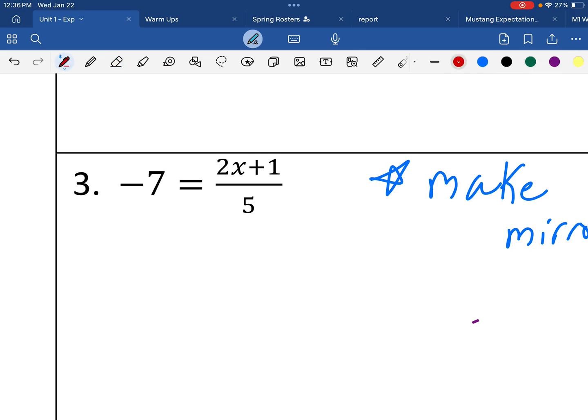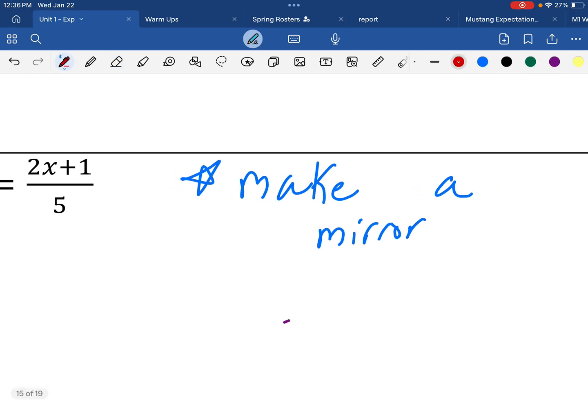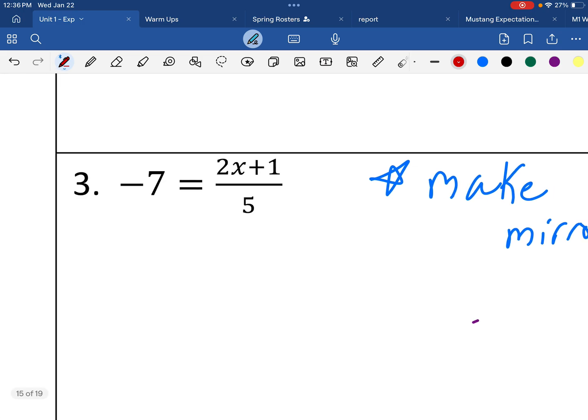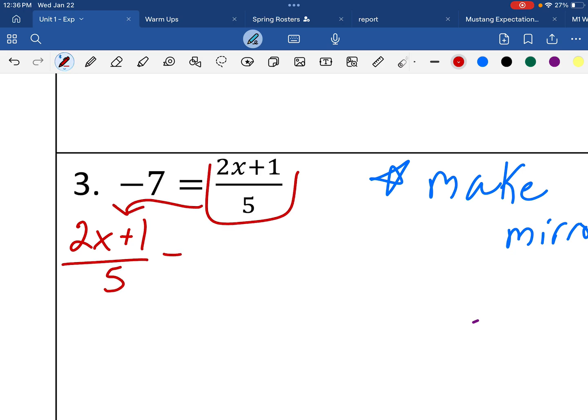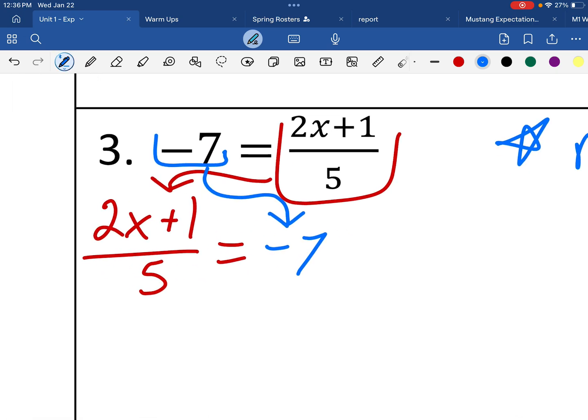So we're going to do what I call make a mirror. You don't have to do this. This is totally optional. This might just make it a little bit easier for you to think about. I'm going to take this, move it over there, drop the equals down, and then take my negative 7 and move it over there. We didn't really change the problem at all. We just flip-flopped it. Okay, now we can solve it like we did.